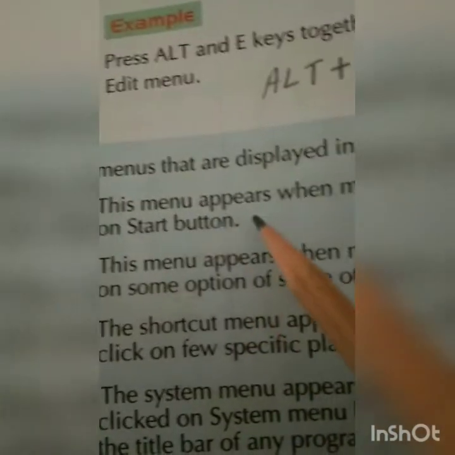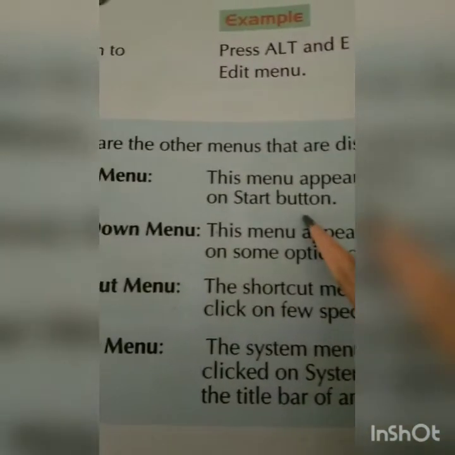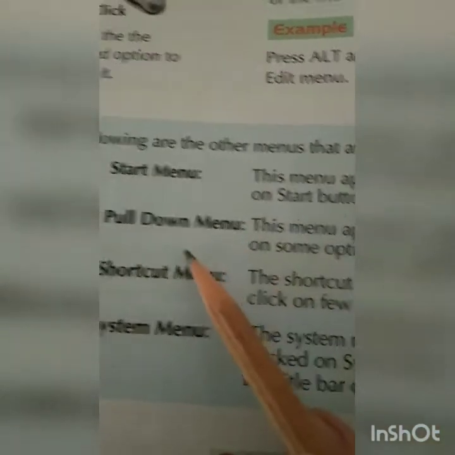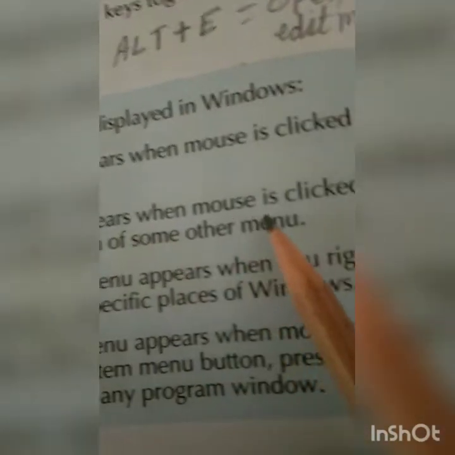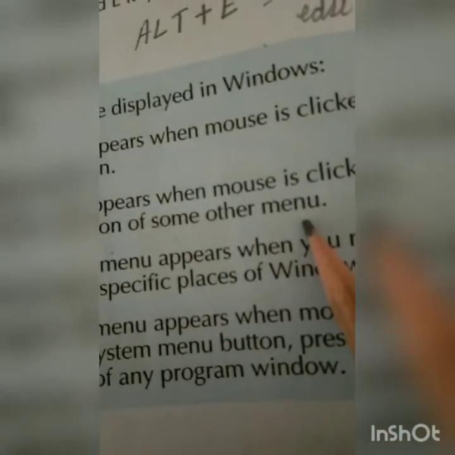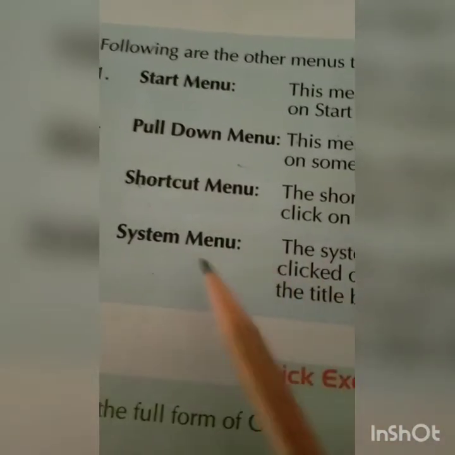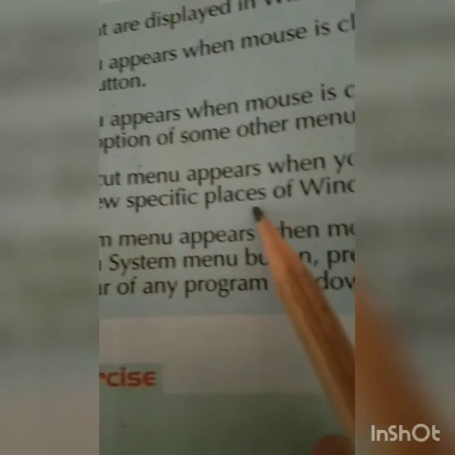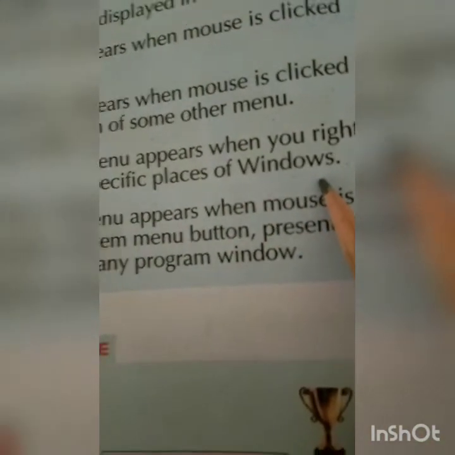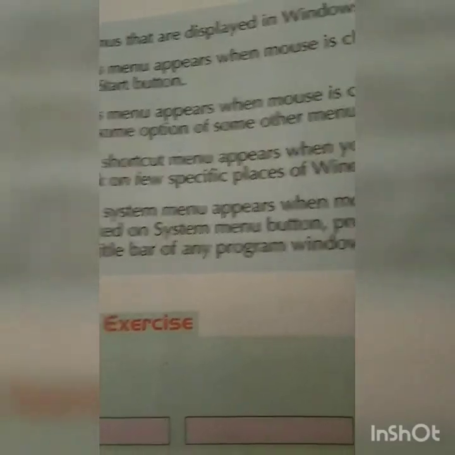Start menu. This menu appears when the mouse is clicked on the Start button. Start menu opens when you click with the help of the mouse on the Start button. And now what is the pull down menu? This menu appears when the mouse is clicked on some option of some other menu. Third one, shortcut menu. The shortcut menu appears when you right click on a few specific places of Windows. Okay, with the help of right click of the mouse.